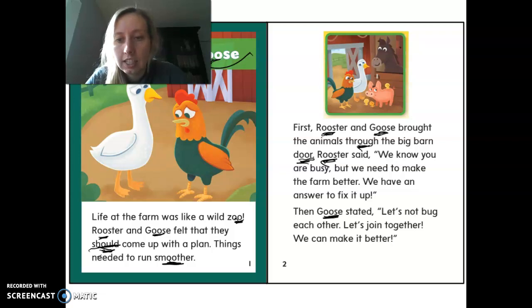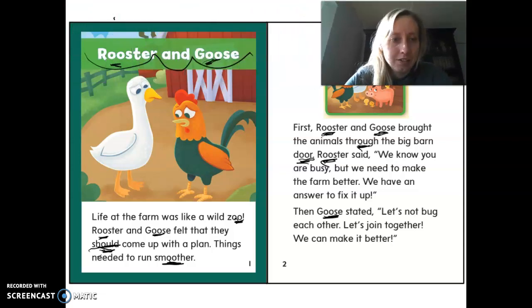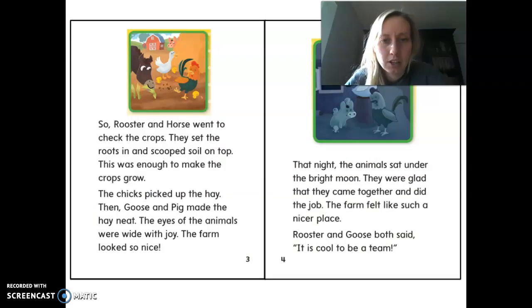Then Goose stated, let's not bug each other. Let's join together. We can make it better. Okay, so let's see how they make it better.